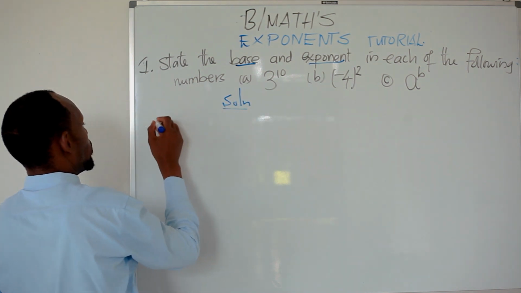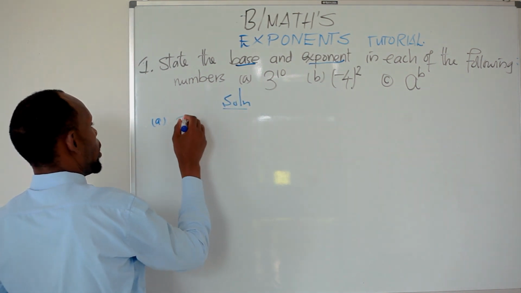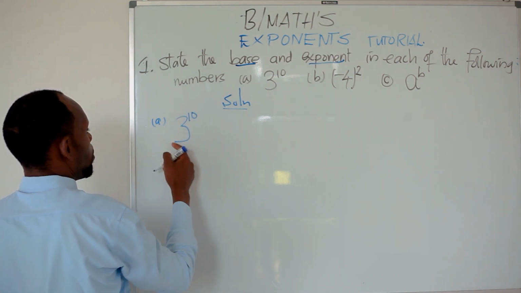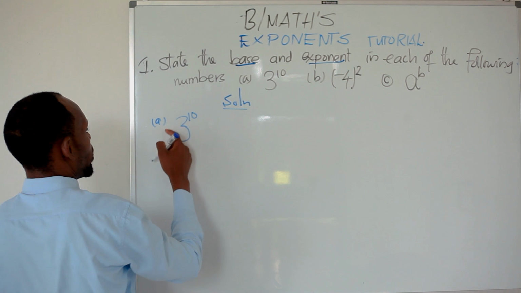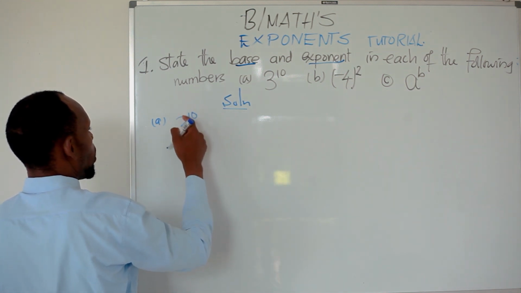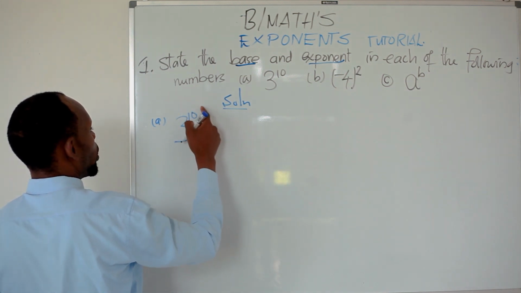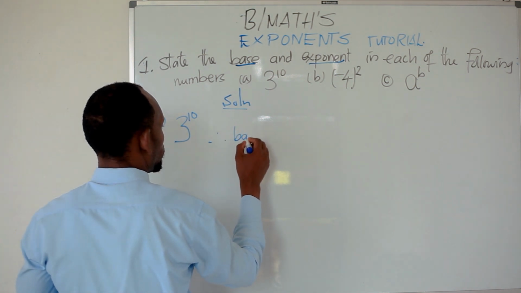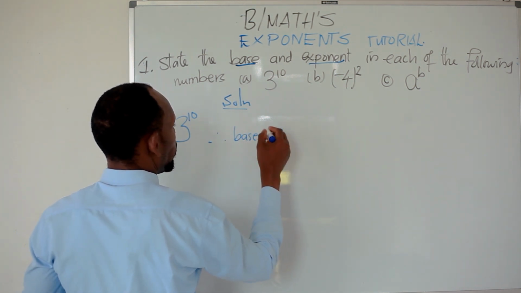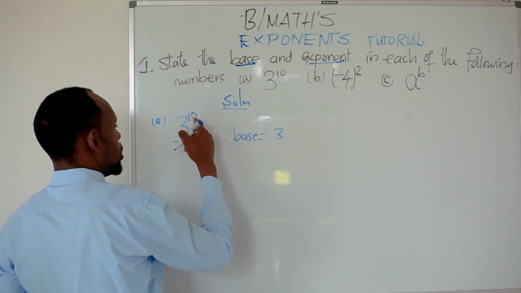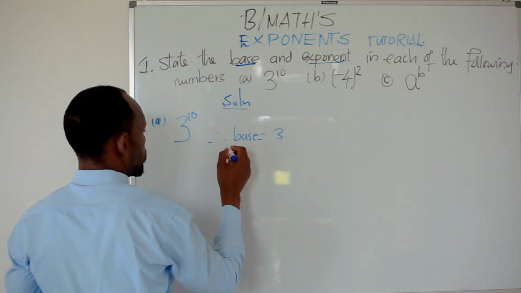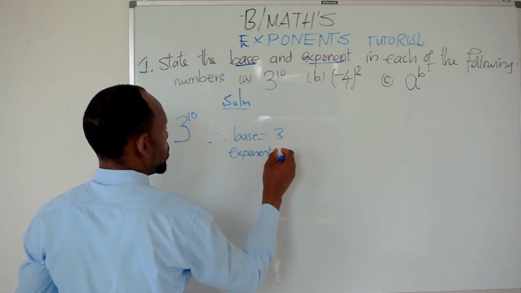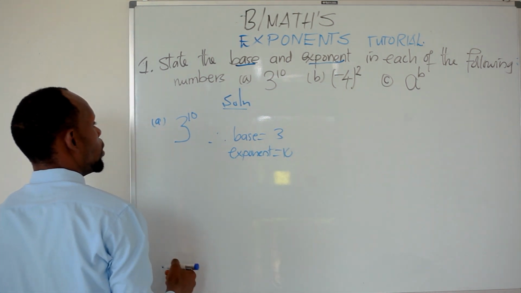For A, you have 3 power 10. This number is called the base, and this one, the power of, is called the exponent. Therefore, here, the base is 3 and 10 is the exponent. So here, the exponent is 10.